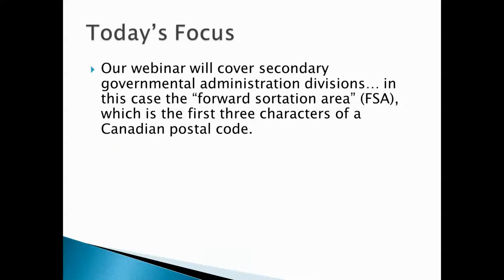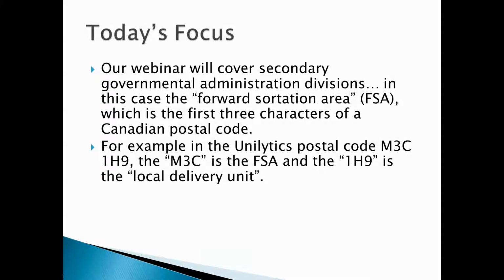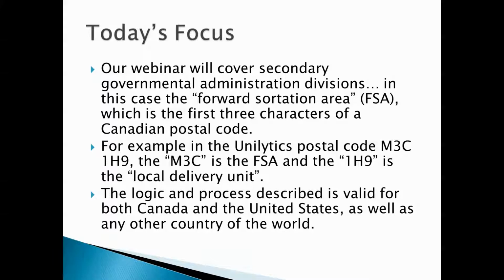Today we'll be focusing mainly on secondary governmental administrative divisions. In this case, a forward sortation area, or FSA, which is actually the first three characters of a Canadian postal code. As an example, Unalytics postal code is M3C 1H9, in which case the M3C is the FSA, and the 1H9 is the local delivery unit, or LDU. Keep in mind that this logic and the process that we're describing are valid for Canada as well as the United States or any other country of the world.